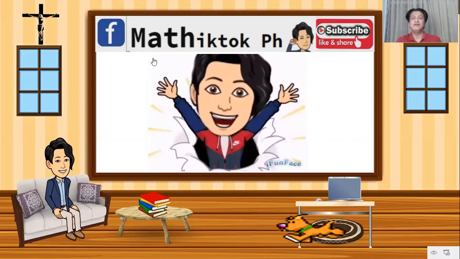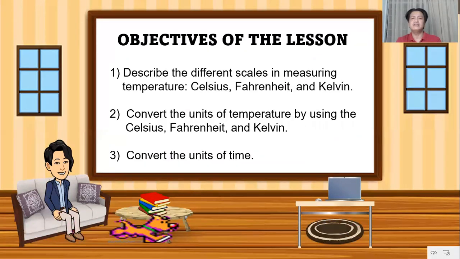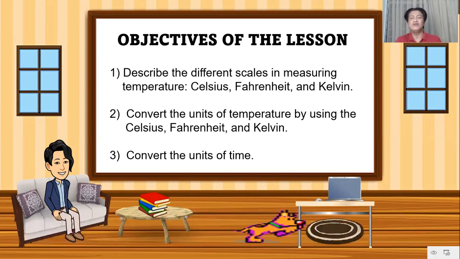Hello students, happy learning. So with that, our objectives of the lesson. First, describe the different scales in measuring temperature. We have the Celsius, Fahrenheit, and Kelvin. Second, convert the units of temperature by using the Celsius, Fahrenheit, and Kelvin. And last, convert the units of time. Ito po yung kailangan natin matutunan or ma-master this week.